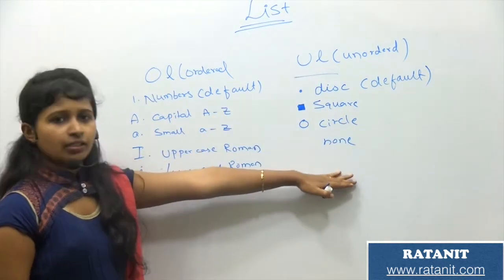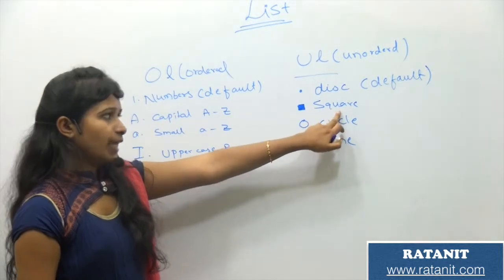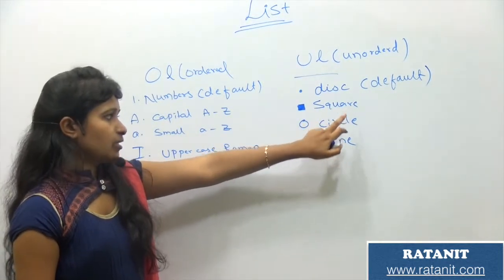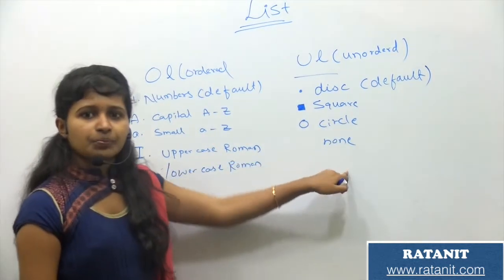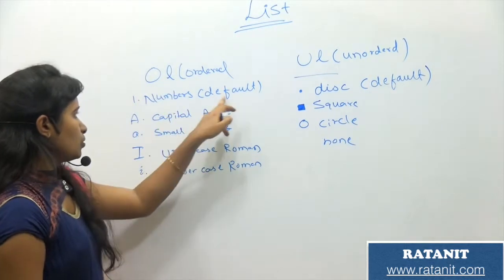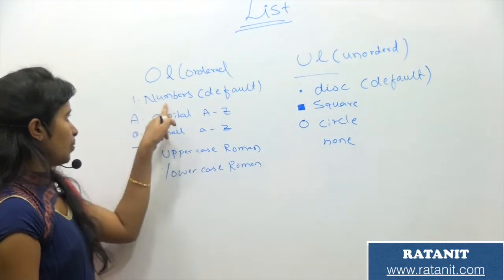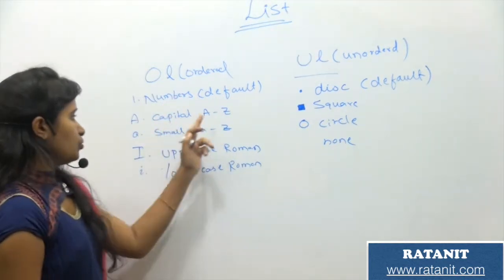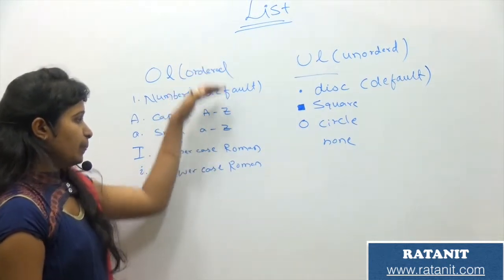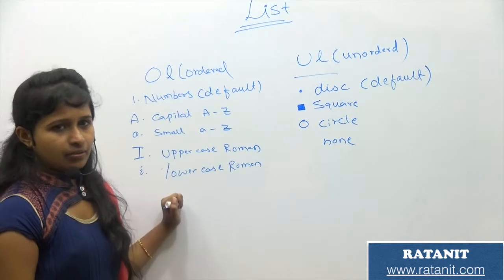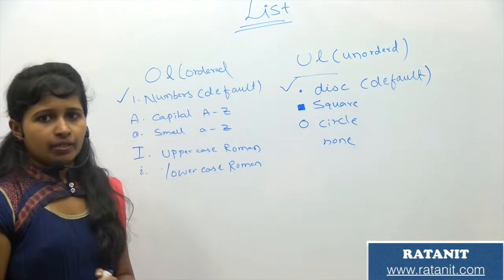These 4 types are in unordered list. So the default is disk over here, and if you give the type as square, it will print as a square. If it is circle, it will display as a circle. If it is none, it won't display anything. And for the ordered list, if I am not using any type, it will display numbers. If I am using capital A to Z, small a to z, uppercase Roman, and then lowercase Roman, these many types I can use in ordered list. My default is number here, and here my default is disk.